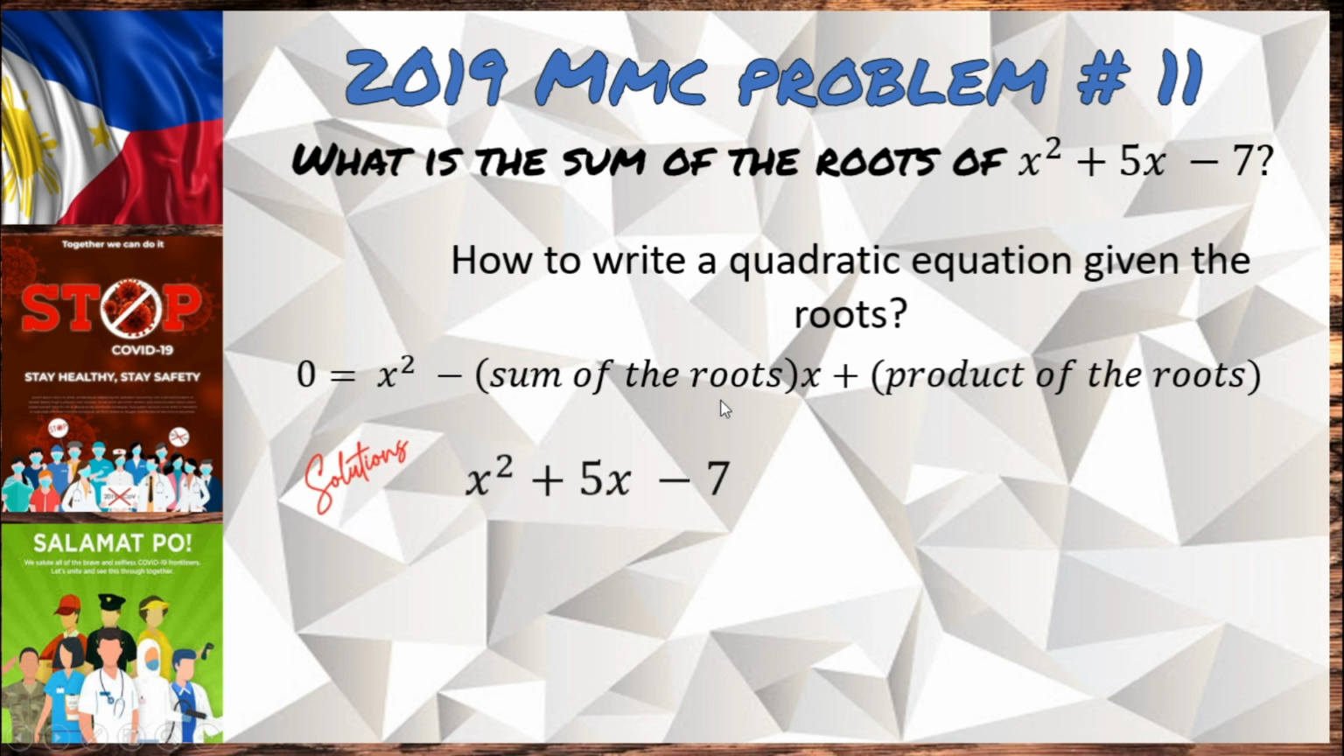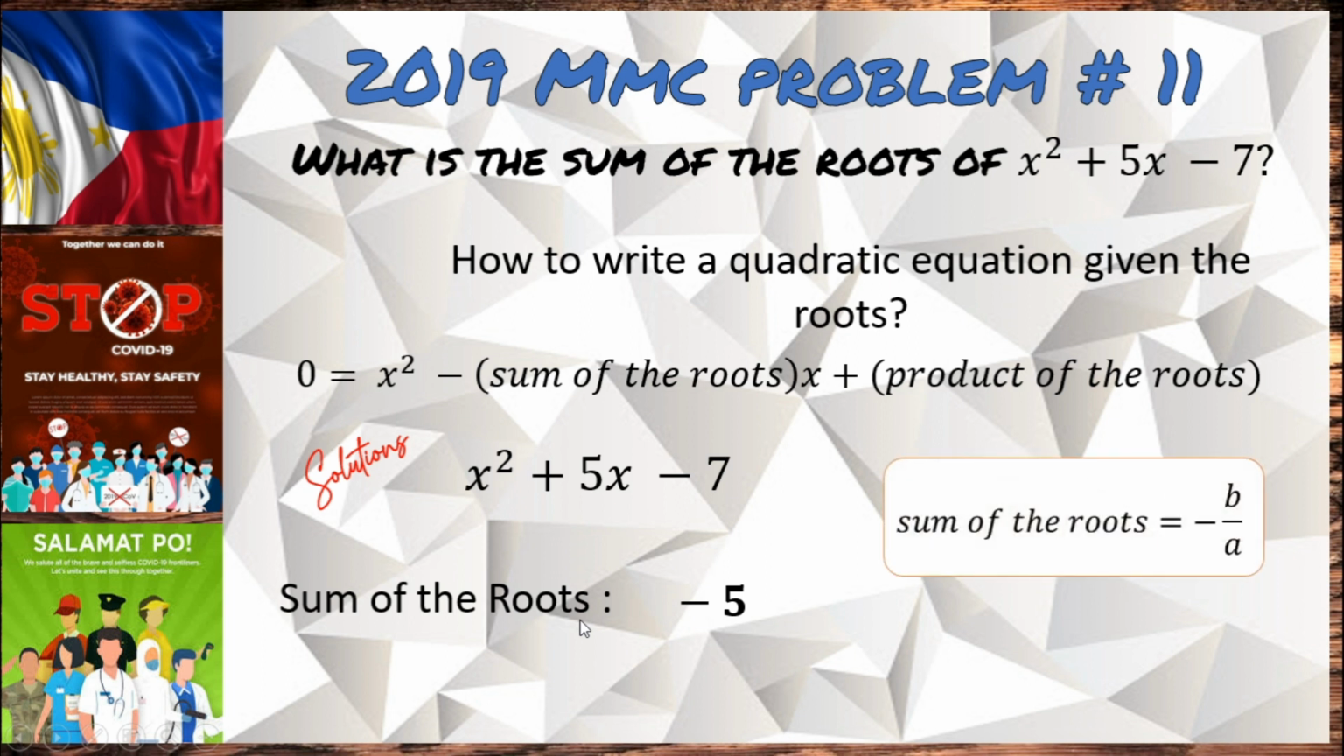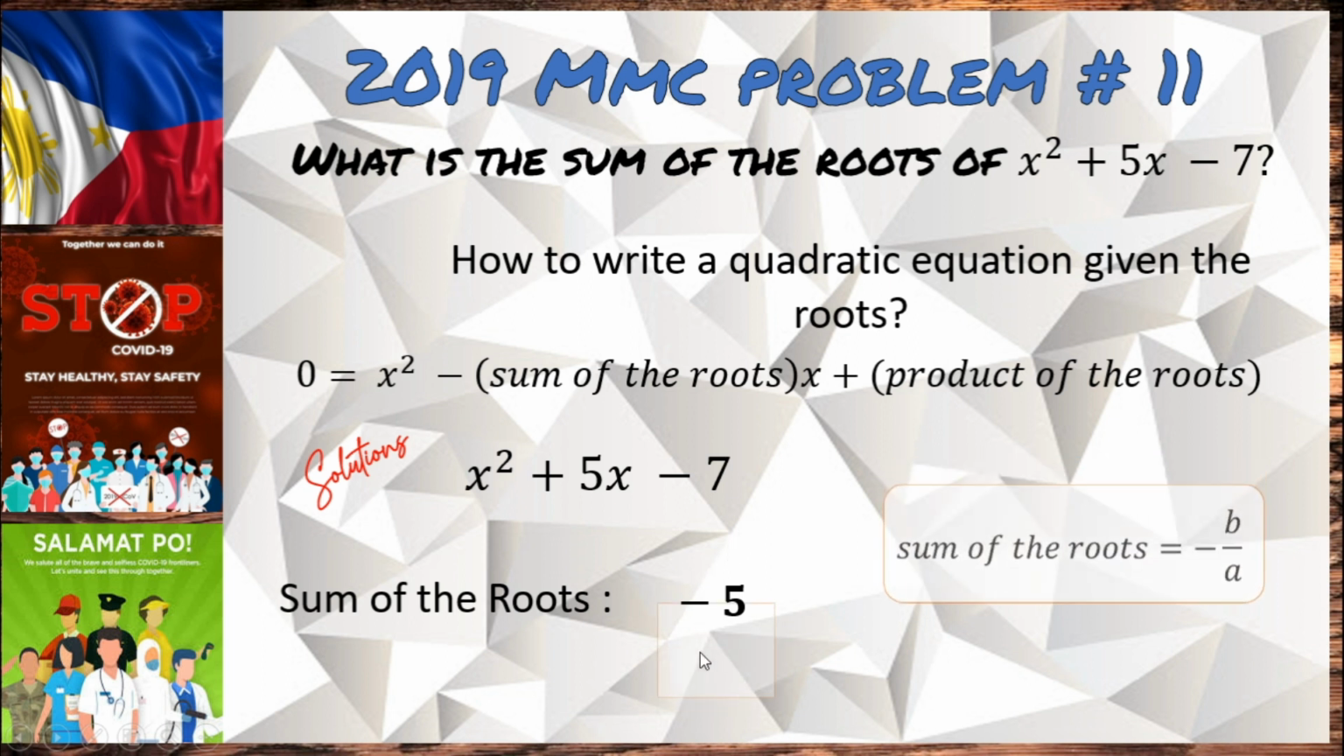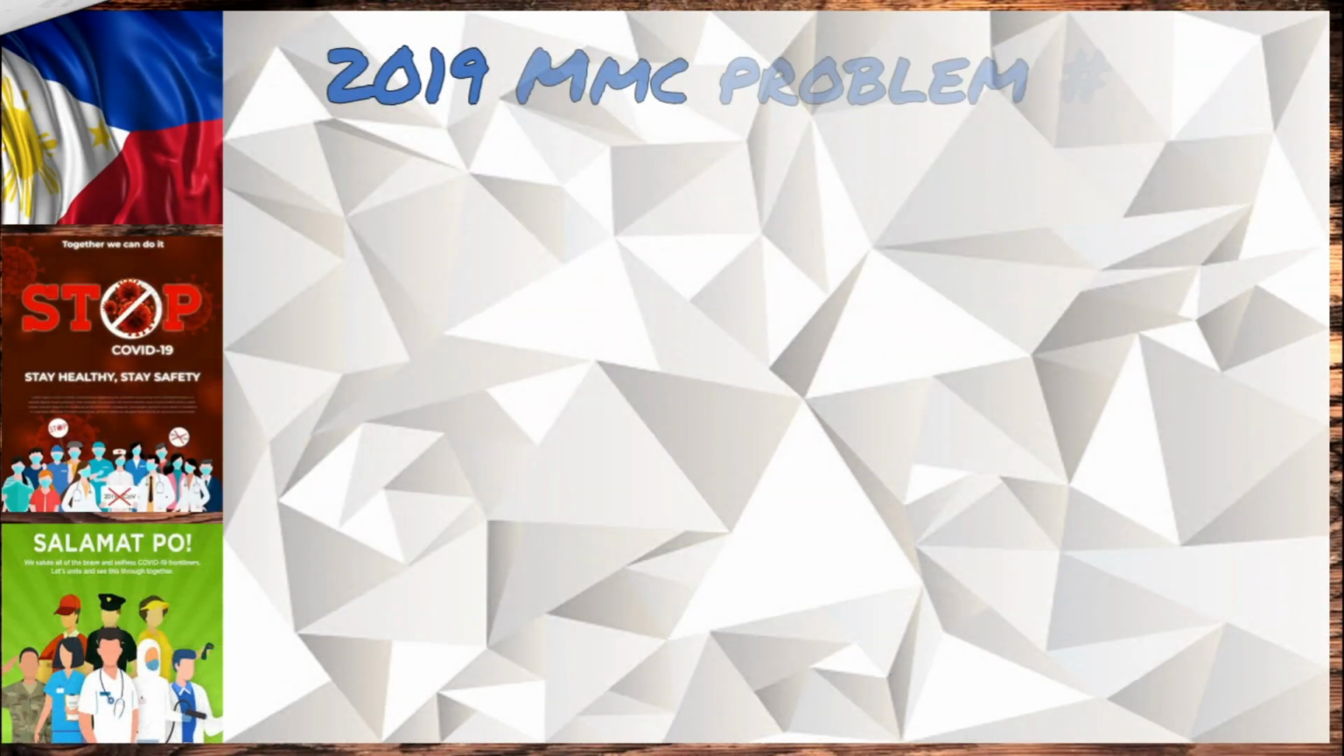That is why in our example, or question rather, x squared plus 5x minus 7, we will get the opposite of positive 5. That is negative 5, which is our sum of the roots. But if you opted really to make use of the formula, you will arrive at the same answer, which is negative 5.